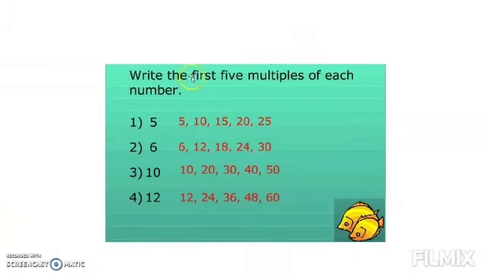Suppose the question says, write the first 5 multiples of each number. So what do we do? We will multiply the number by 1, then 2, then 3, then 4, and then 5, and we will get the 5 multiples. So the first 5 multiples of 6 are 6, 12, 18, 24, 30. We are multiplying 6 by 1, then 6 by 2, 6 multiplied by 3, 6 multiplied by 4, and 6 multiplied by 5. So we can find the first 5 multiples of any number by multiplying it by 1, 2, 3, 4, and 5. I hope you understood that. Now let us move on.